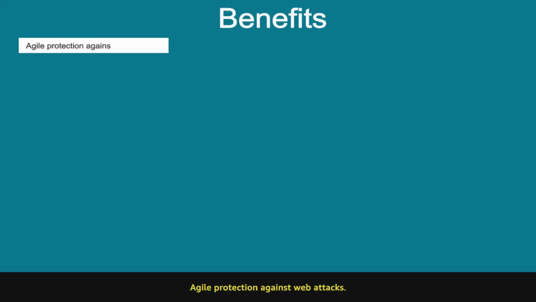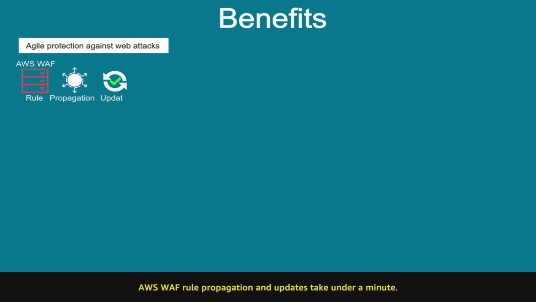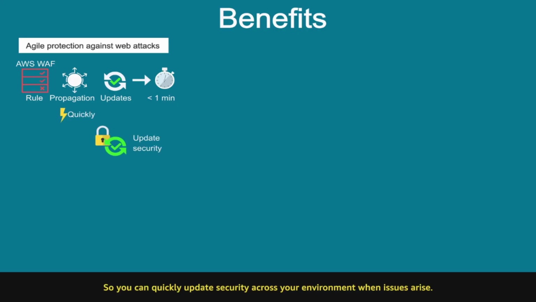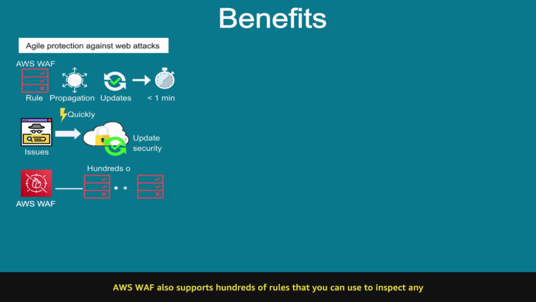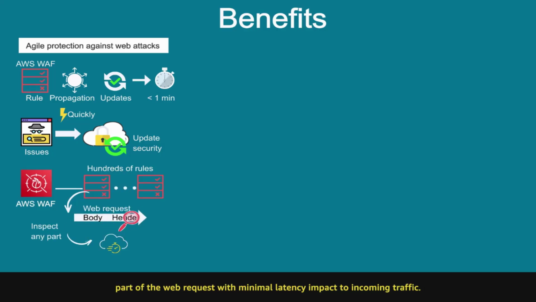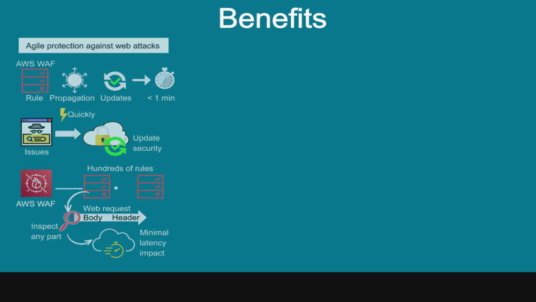Here are the key benefits. Agile protection against web attacks. AWS WAF rule propagation and updates take under a minute, so you can quickly update security across your environment when issues arise. AWS WAF also supports hundreds of rules that you can use to inspect any part of the web request with minimal latency impact to incoming traffic.